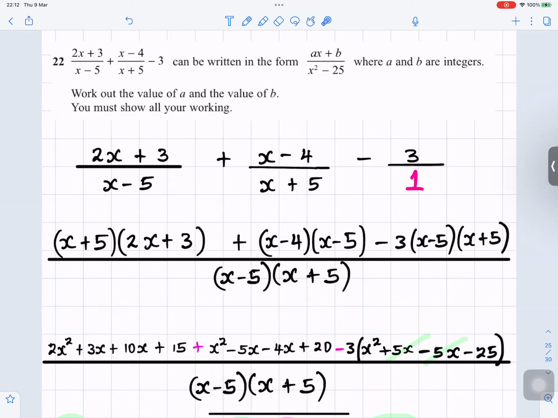So expand this double bracket: x times 2x, x times 3, 5 times 2x, 5 times 3. And that gives us this expression. We do the same for the next pair: x times x, x times minus 5, 4 times x, 4 times minus 5. We get this next expression. The last one, we do the same: x times x, x times 5, 5 times x, 5 times 5. We get that expression. And then we start to simplify.